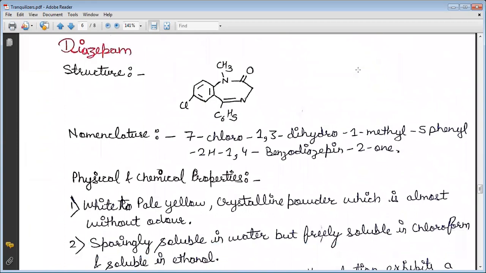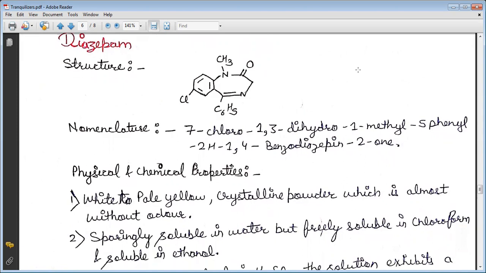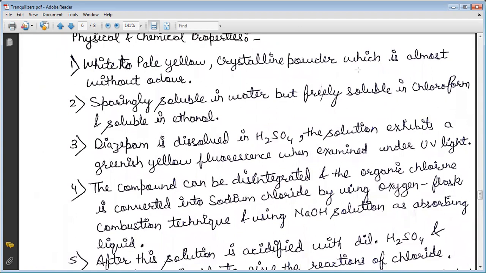As you all can see the structure of diazepam, its nomenclature includes 7-chloro-1,3-dihydro-1-methyl-5-phenyl-2H-1,4-benzodiazepin-2-one. The physical and chemical properties include white to pale yellow crystalline powder, which is almost without odor, sparingly soluble in water but freely soluble in chloroform and soluble in ethanol.